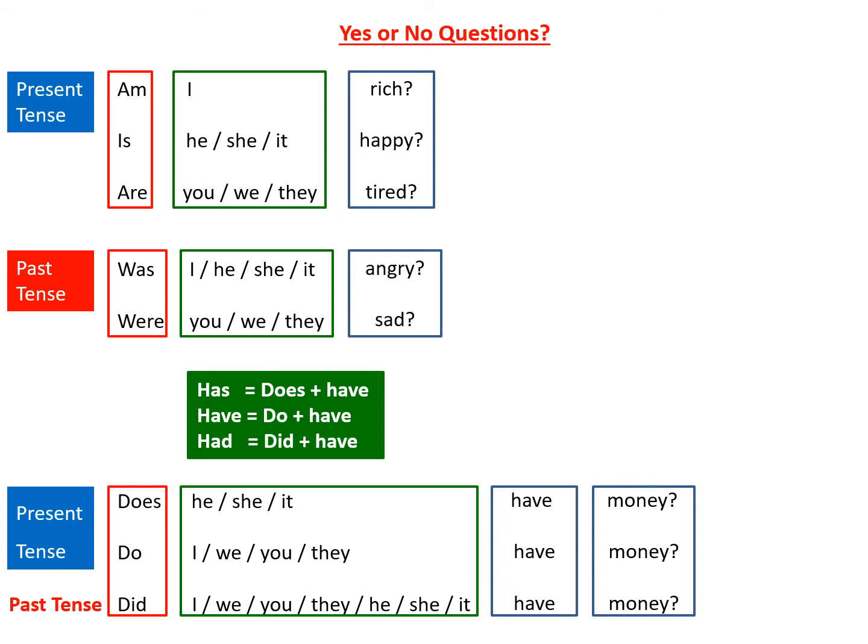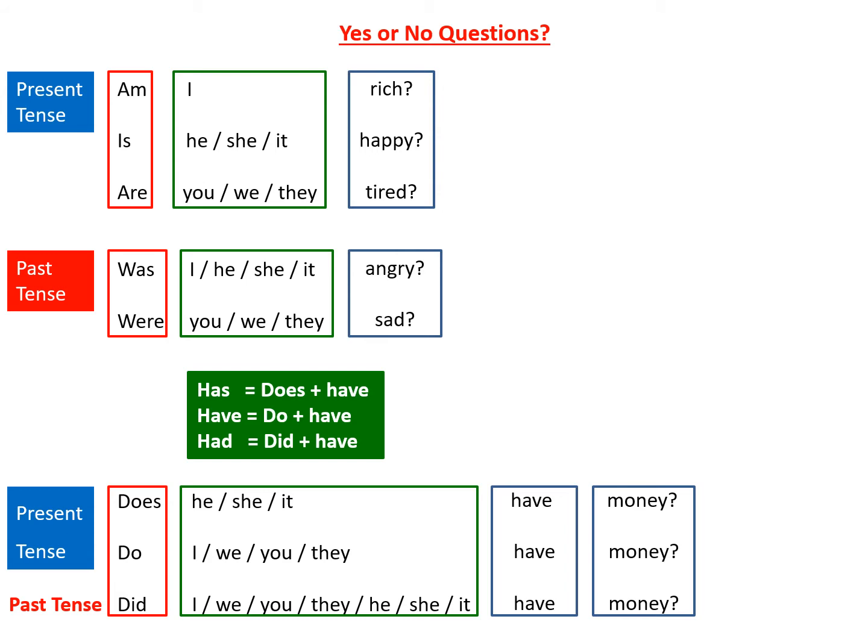Next, past tense. Past tense auxiliary verbs are was and were. Was is used with I, he, she and it. Were is used with you, we and they. Was I angry? Was he angry? Was she angry? Was it angry? Next, were. Were you sad? Were we sad? Were they sad?